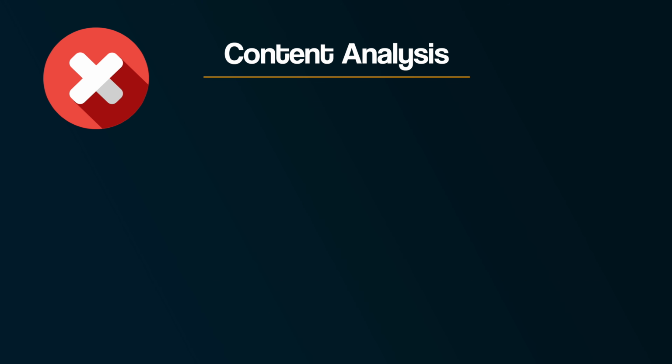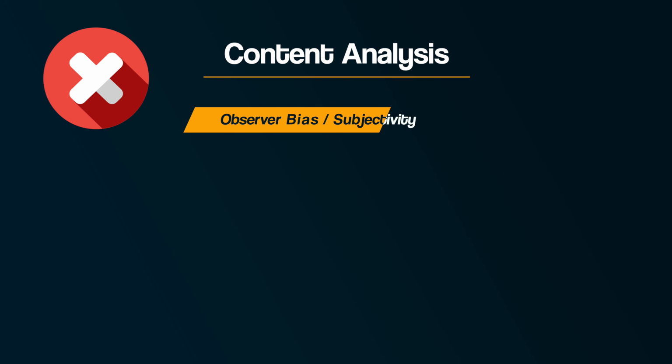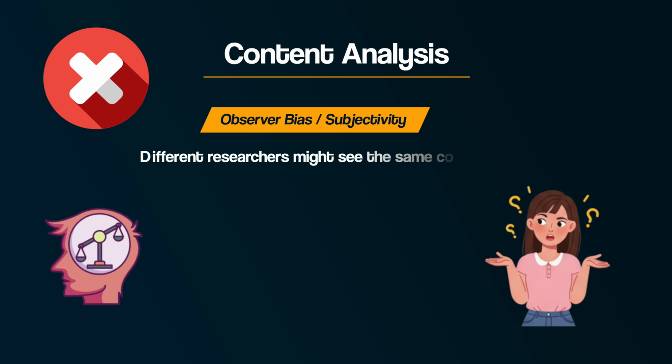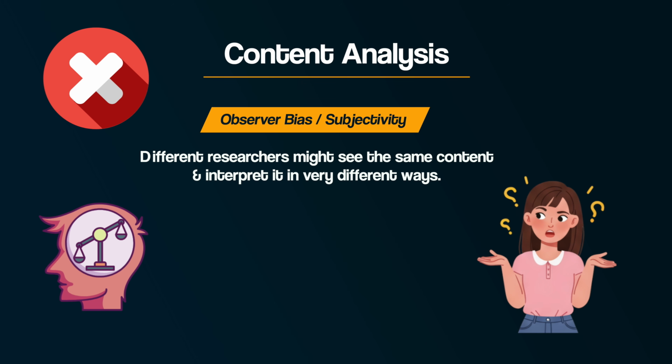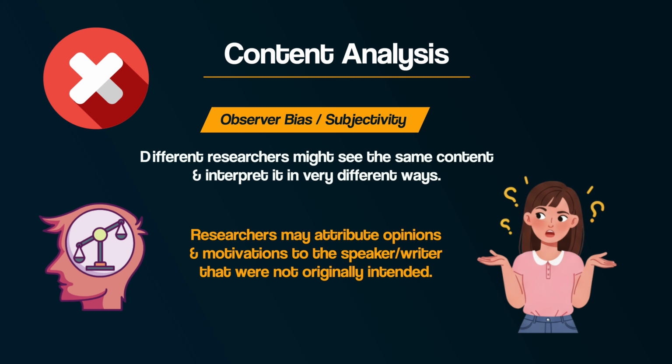However, the limitation of a content analysis is observer bias and subjectivity. Different researchers might see the same video or post and interpret it in very different ways. This is because the content is usually taken out of its original context. Because of this, researchers might assume opinions or motivations behind what was said or shown that the creator never intended.